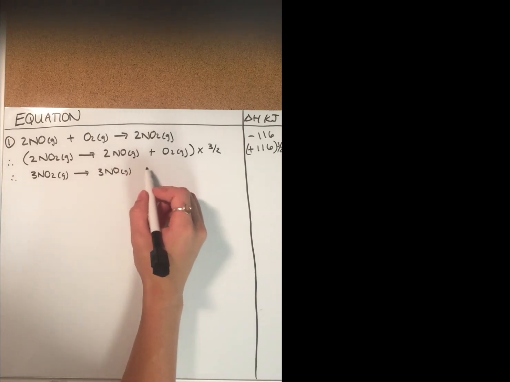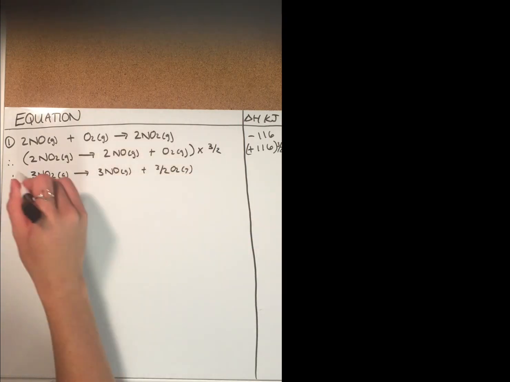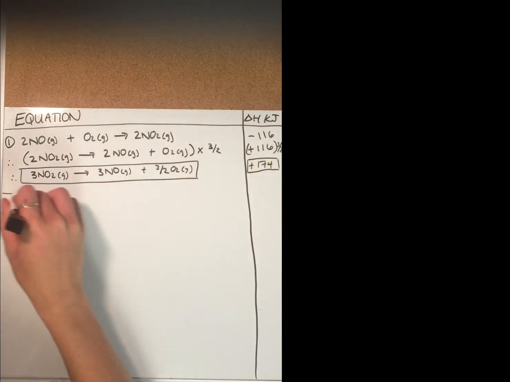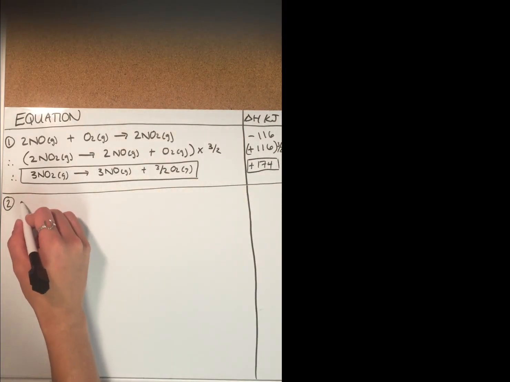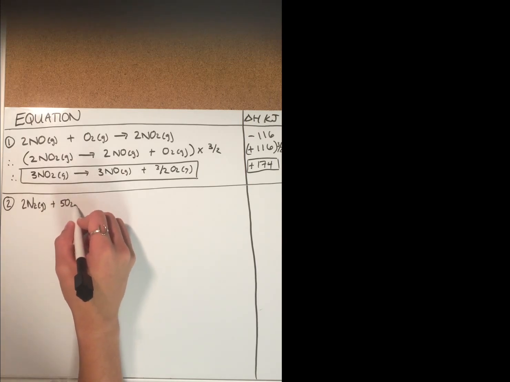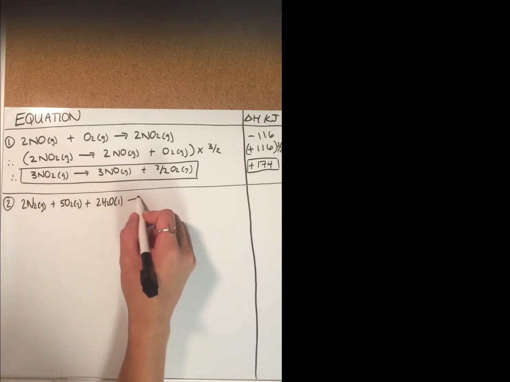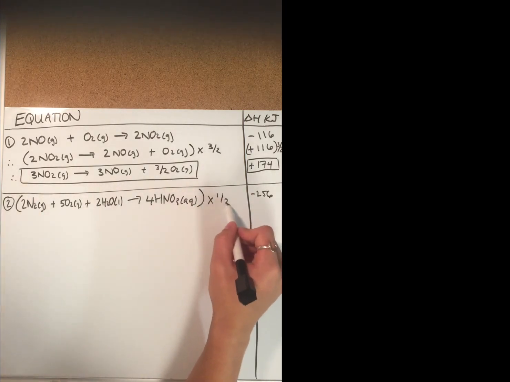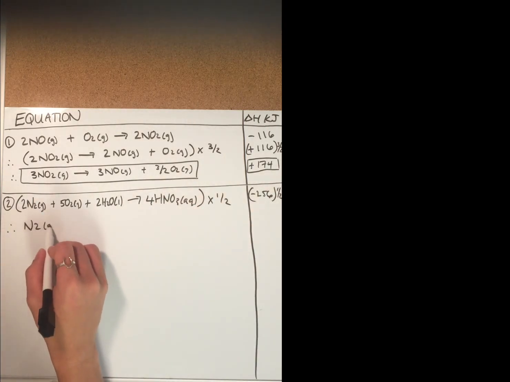Next, notice that there are 3 nitrogen dioxides in the overall equation, but only 2 in the first equation. Therefore, we must multiply through by 3 halves in order to solve this part. Remember that whatever you do to the equation must be done to the change in enthalpies. This gives you a version of equation 1 that can be used. Next we go to equation 2.